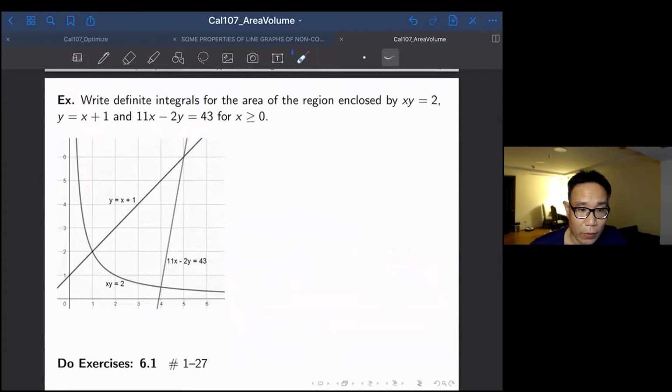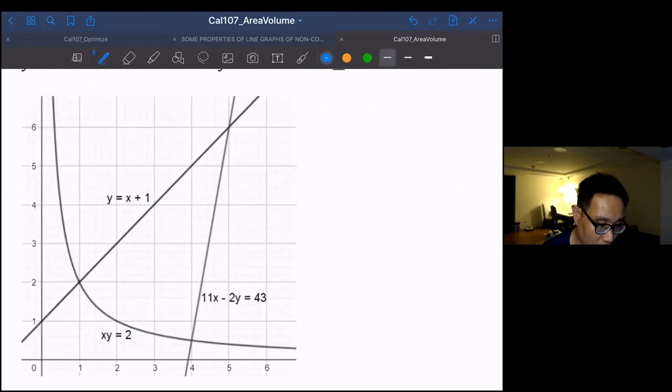Okay, now we're going to concern ourselves with this picture. So we write the definite integral for the area of the region enclosed by 3 graphs. So you have xy equal to 2, y equal to x plus 1, and 11x minus 2y equal to 43. So you see that we're going to first identify the intersection points for these graphs. Okay, so we're going to first find the intersection points.